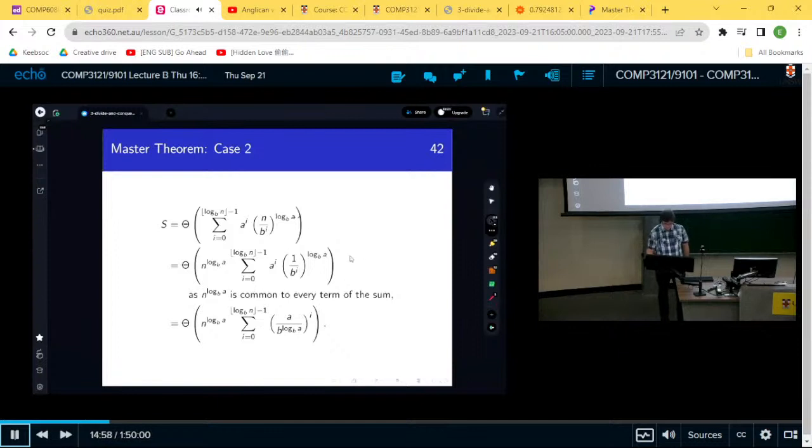So this is 1 divided by b to the power i times log b of a. Now take the log b of a inside the parenthesis, and then take the a to the power i and put it inside. And then we get this expression.